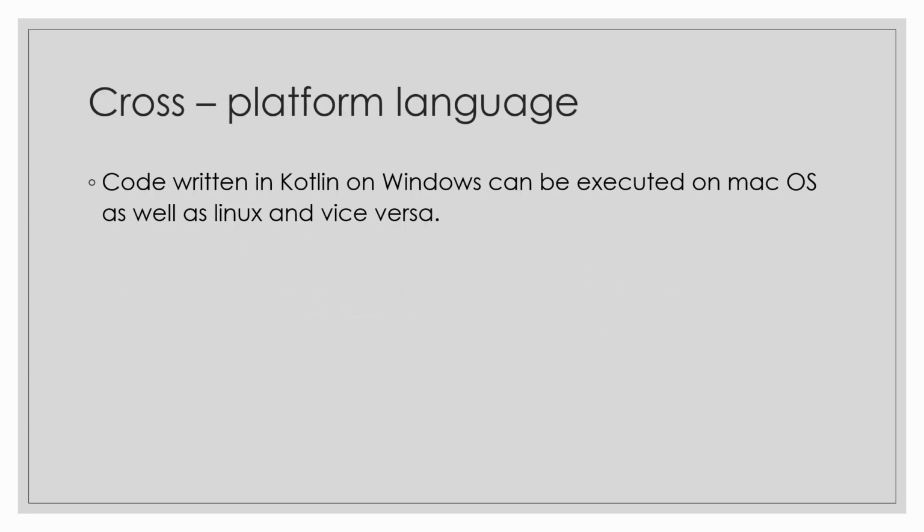So what is a cross-platform language? A cross-platform language can be used in any operating system. So the code written in Kotlin on Windows can be executed on macOS as well as Linux, as well as any other operating system, and vice versa. And another is statically typed.